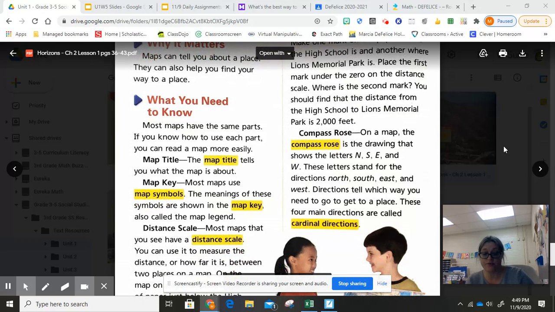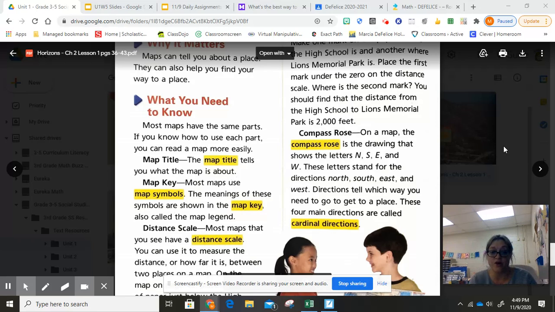A compass rose. On a map, the compass rose is the drawing that shows the letters N, S, E, and W. These letters stand for the directions north, south, east, and west. Directions tell which way you need to go to get to a place. These 4 directions are called cardinal directions.